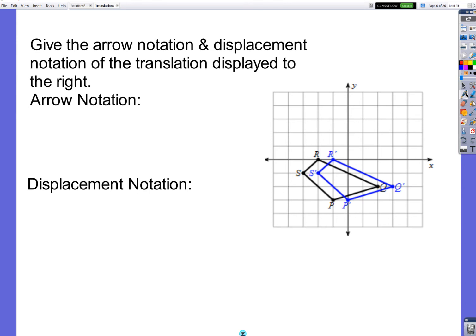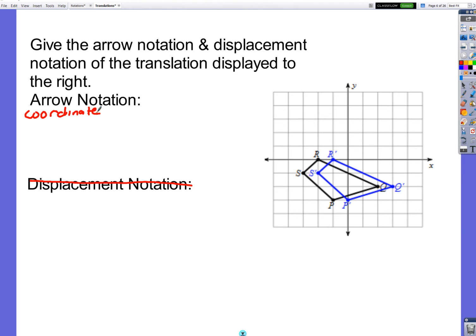Okay. Now let's ignore this because I was told we're not going to really do this, but I'll show you displacement notation anyways. But let's focus on this one, which these slides call arrow notation. What did I call it on the first slide? Coordinate notation. So let's describe this in coordinate notation.